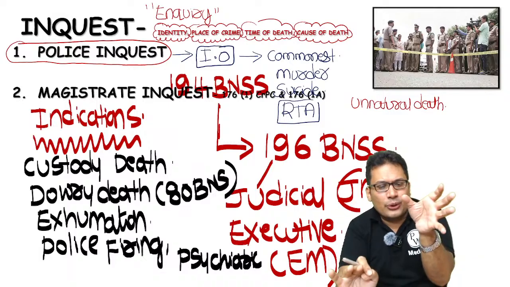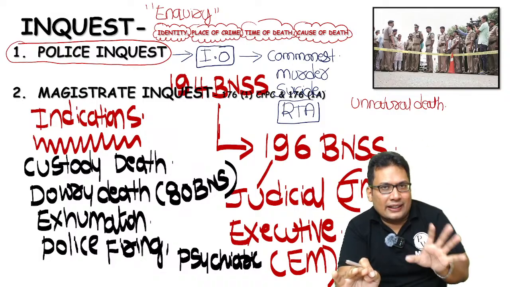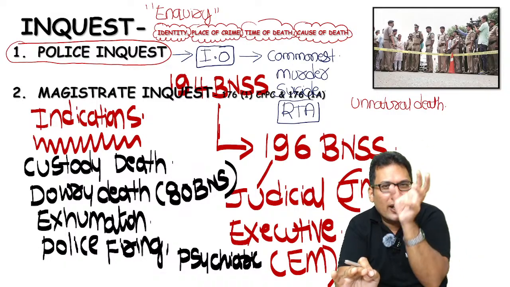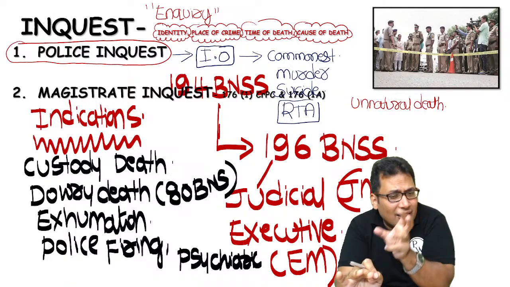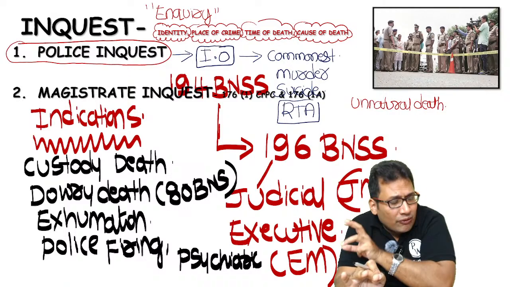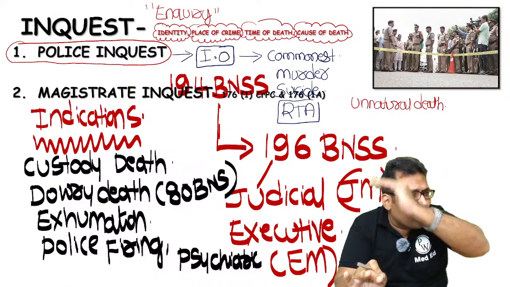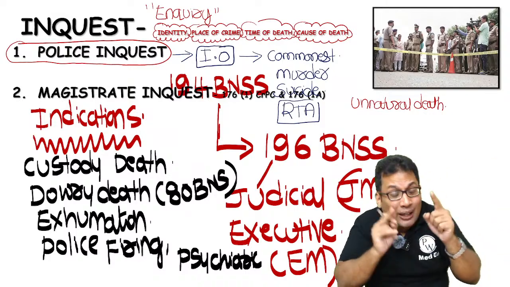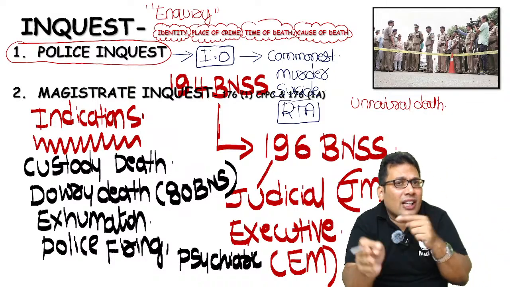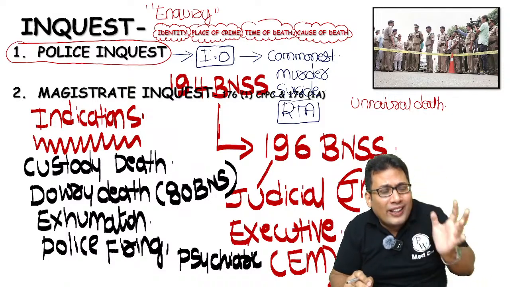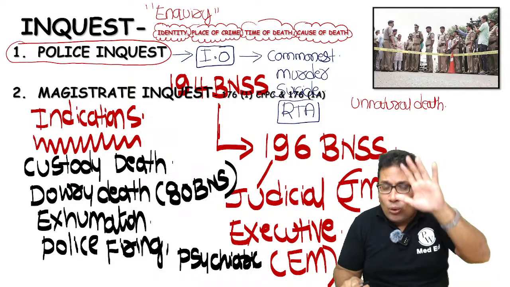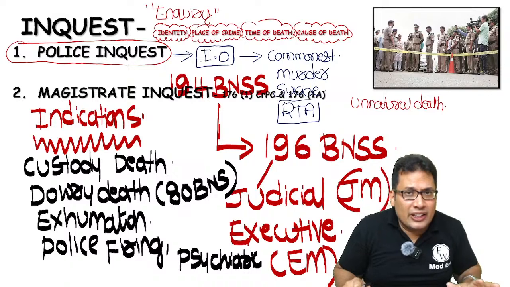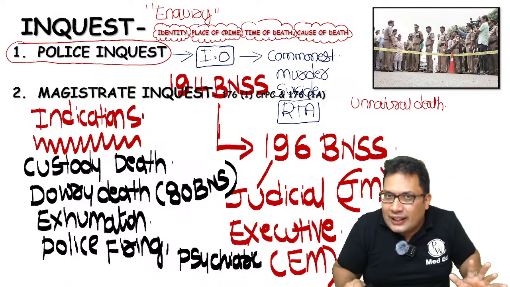But for a 3 marks question, you can write like this. Inquest is an inquiry into the cause of death, or sometimes identity, place of crime or time of death. Police inquest is the most common inquest, comes under 194 BNSS. Magistrate inquest is superior to the police inquest, comes under 196 BNSS. There are 5 common indications. Other types you can also write in the exam.